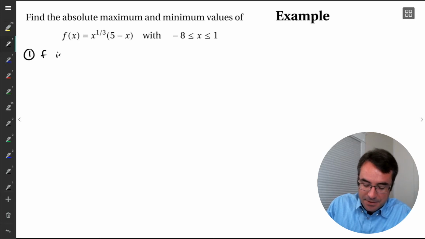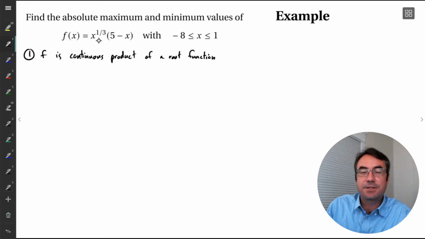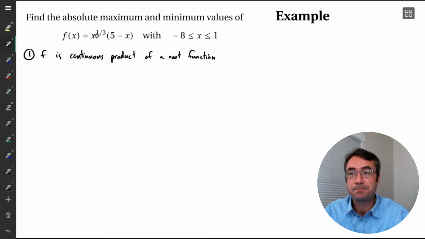F is continuous product of a root function. That's what this x raised to the 1/3 power is. That's just a root function. And the cube root is continuous for all real numbers. And then we have 5 minus x here, which is a polynomial, so that's continuous for all real numbers.